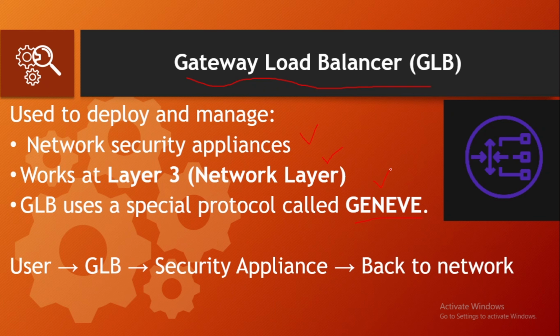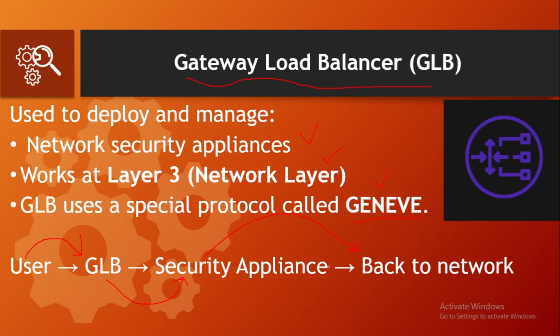Now let's understand the complete flow of gateway load balancer. User traffic enters the network and is routed to the gateway load balancer. The gateway load balancer forwards that traffic to the target group, and the target group will then send this traffic to security appliances, and the appliance inspects the traffic and the traffic is then returned back to the network. So that is how gateway load balancer works.